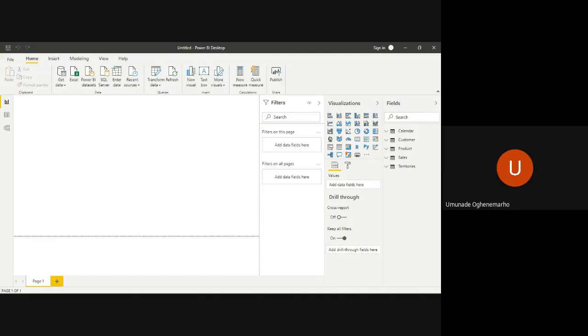Some people like to call a card a big number tile. So it just displays a single piece of information. You're actually going to be seeing more like a large number on your data. Whilst in multi-row cards, your data will be clustered together and separated. So that's just basically it. Okay, let's move over to the next visualization type.